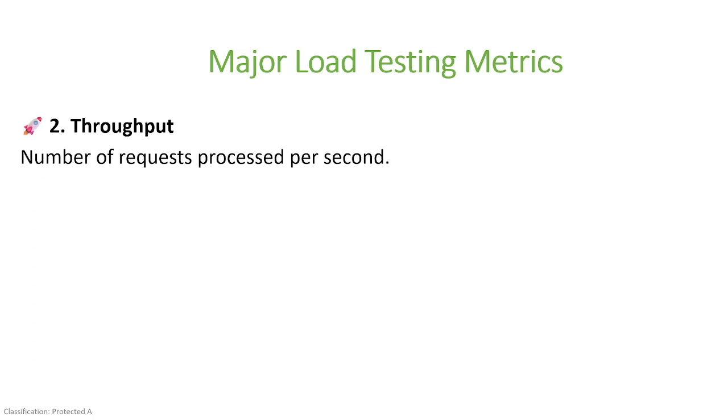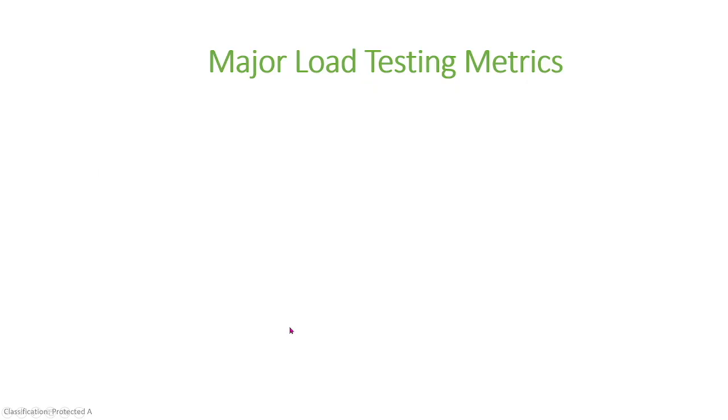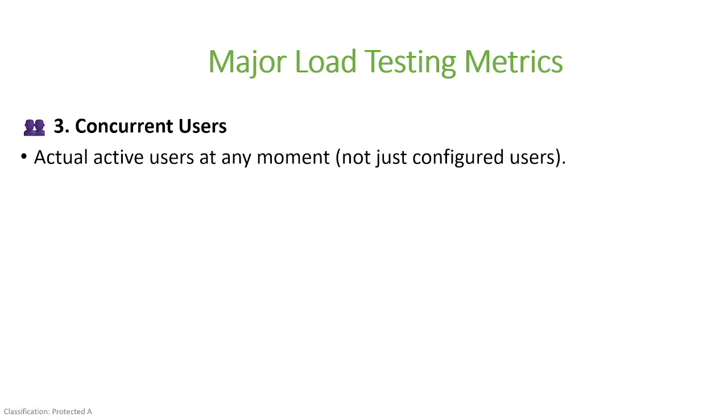Throughput: number of requests processed per second. Metric examples: requests per second, transactions per minute. Concurrent users: actively active users at any moment.